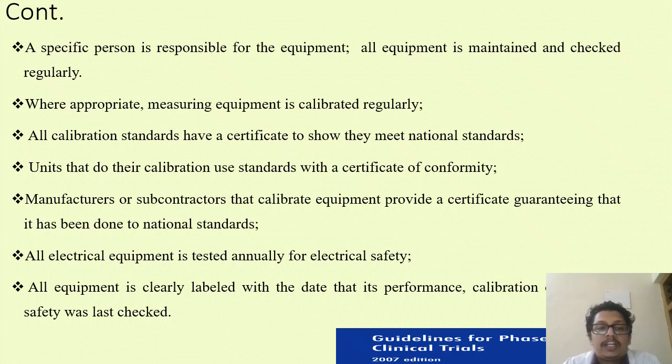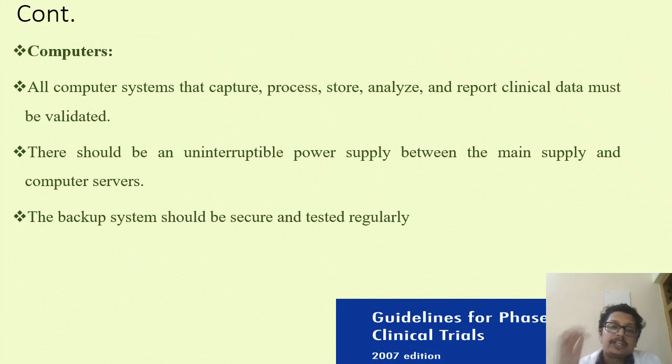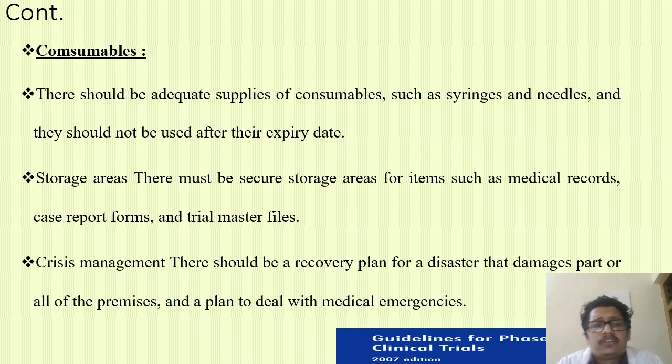So all electrical equipment is tested annually for electrical safety. All equipment is clearly labeled with the date that its performance, calibration, and safety were last checked. Then computers: all computer systems that capture, process, store, analyze and report the clinical data must be validated. There should be an uninterruptible power supply between the main supply and the computer server rooms. The backup system should be secure and tested regularly. Then consumables: there should be an adequate supply of consumables such as syringes and needles, and they should not be used after their expiry date.